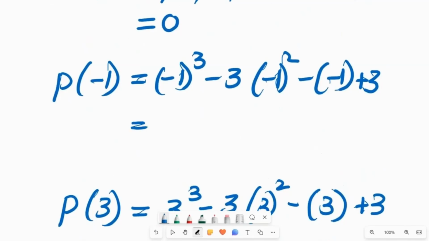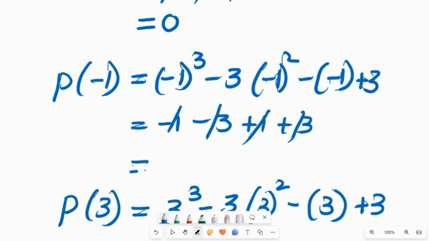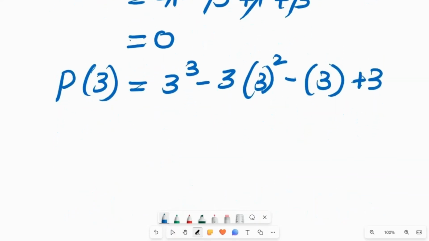So minus 1 cube is minus 1, and 1 square is 1, so minus 3. Minus of minus 1 is plus 1, and we have plus 3. Similar to the above, minus 3 plus 3 is 0, 1 minus 1 is 0. Since the value is equal to 0 when we substitute x equal to minus 1, minus 1 also is the zero of the polynomial. Lastly, we have 3.